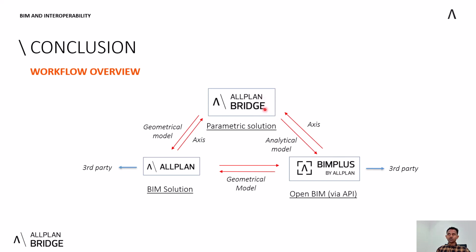In Allplan Bridge, once you have the alignment or the axis, you can do the parametric BIM modeling. As it is a parametric solution, it allows for faster and easier design iterations. And in Bridge, we can do the design, and we can say, okay, we have the bridge model, and we can export the bridge model once we did the modeling, of course. We can export it to Allplan, so basically we're sharing the geometrical model, or we can also share the analytical model to BIM Plus.